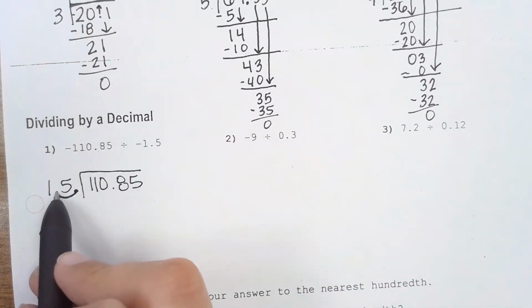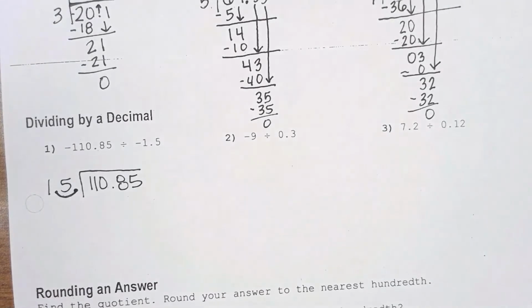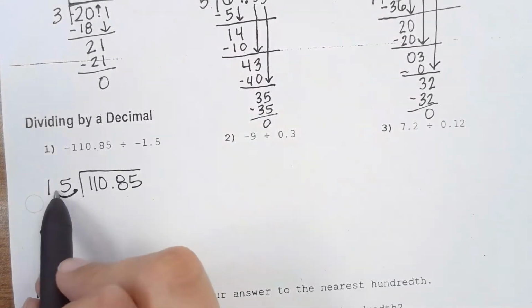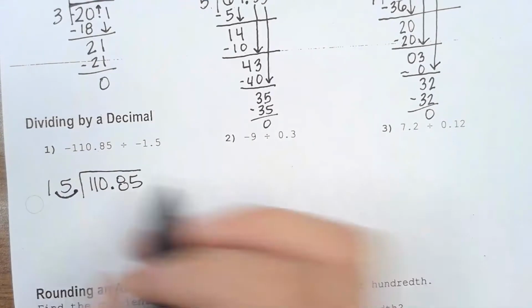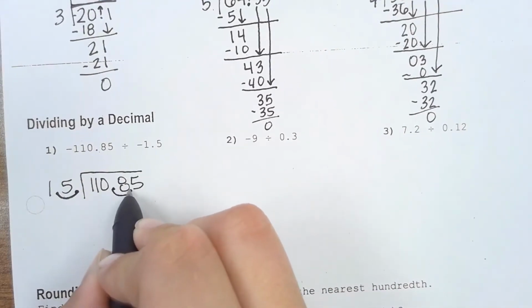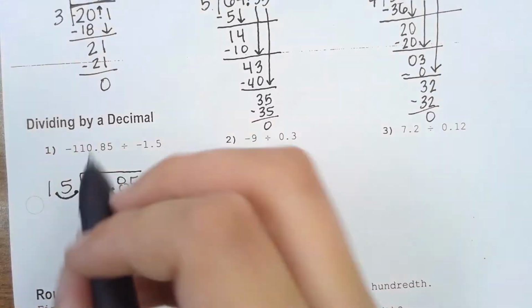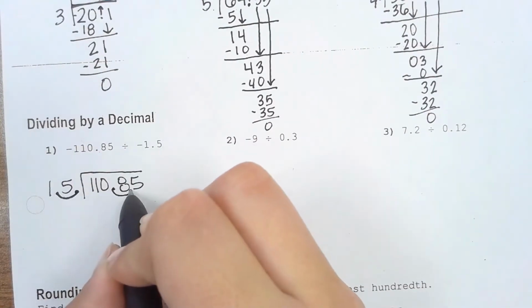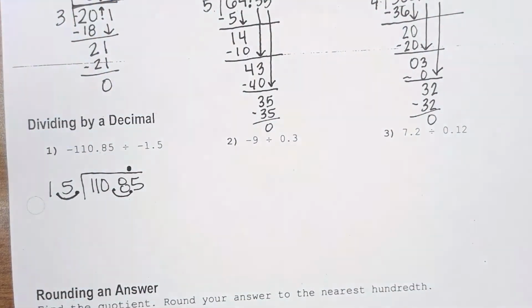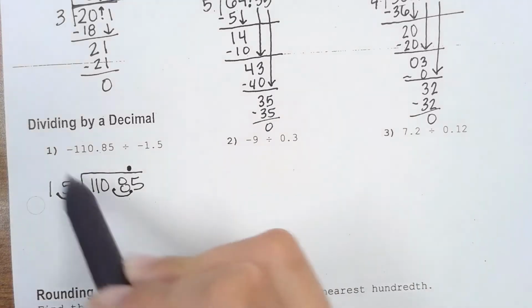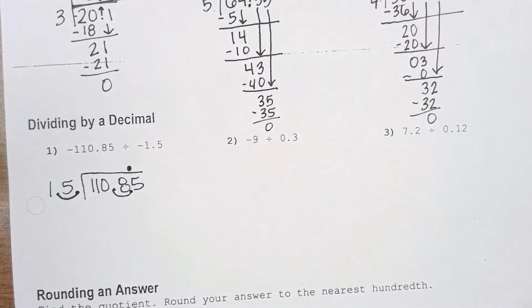So how many times did we move this decimal point? We moved it 1 time. So you also have to move this decimal point 1 time as well. And again, as soon as you move that decimal point, I would go ahead and shoot it straight up in your answer so that you don't forget about it later. Okay? Once your divisor is now a whole number, you can start dividing like normal.